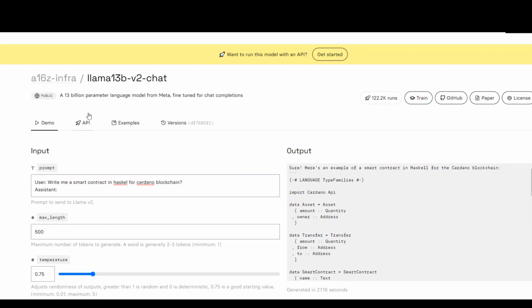And hats off to A16Z Infra and Replicate, by the way, who have done a fabulous job in implementing this in such a short period of time. And really, thanks to Meta for democratizing this LLM.